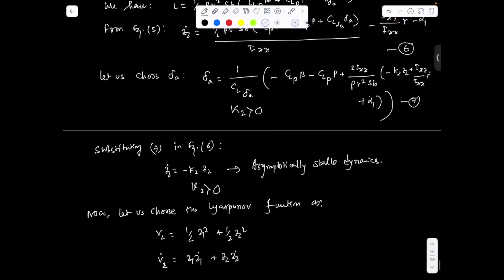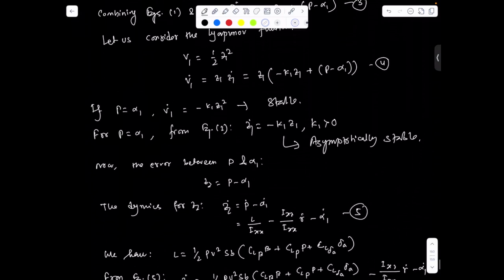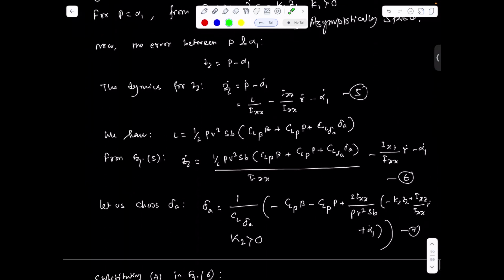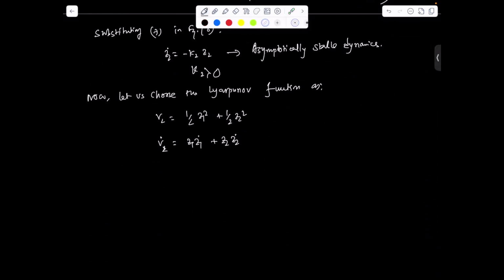And G1 dot, you can use this expression for G1 dot. So we can write here G1 dot equal to minus K1 G1 plus G2, because P minus alpha 1 is G2, already defined. The same process what you have done in the earlier lecture for the longitudinal motion dynamics. And here also the same, G2 dot equal to minus K2 G2.